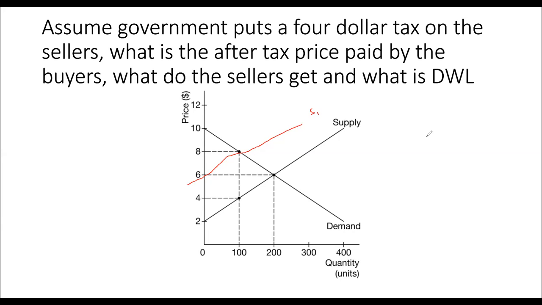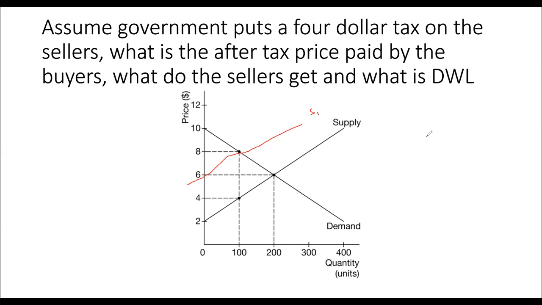Mr. Russell, why does it go through 6 and 8 for the consumer? You know that there has to be a $4 tax, okay? And the difference between the supply curves has to be 4. So 6 minus 2 would be 4, 8 minus 4 would be 4.